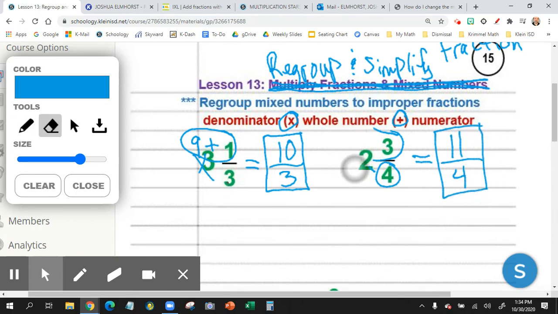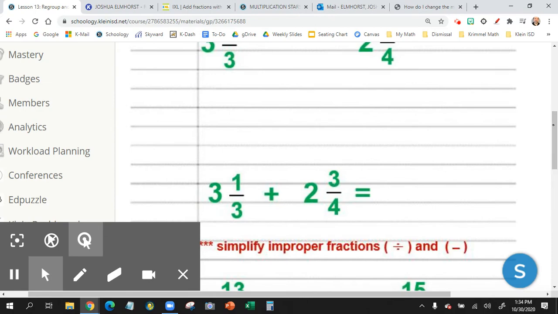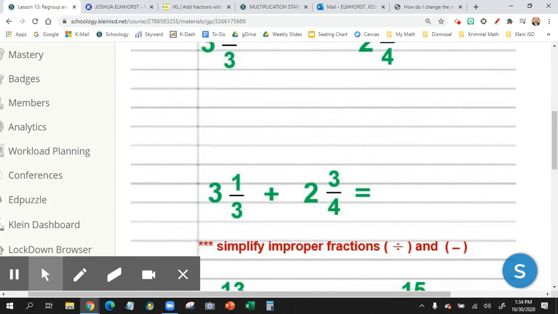So this fraction and whole number, 2 whole numbers and 3/4, 2 3/4 is equal to 11/4, and 11/4 is equal to 2 3/4. So how do we do that again? 4 times 2 is 8. 8 plus 3 is 11. So we are going to multiply and then add to regroup when we have mixed numbers. So just quick practice here.